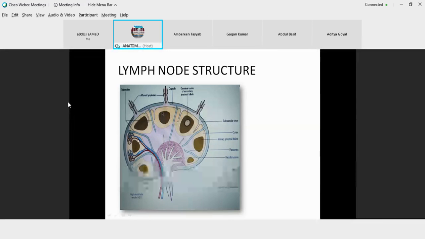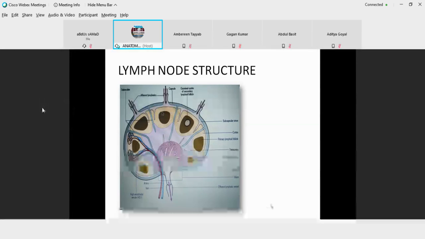And if you see the structure of a lymph node, it is divided into outer cortex and inner medulla. The cortex has lymphatic follicles with a germinal center. Okay, this is the general structure of a lymph node.